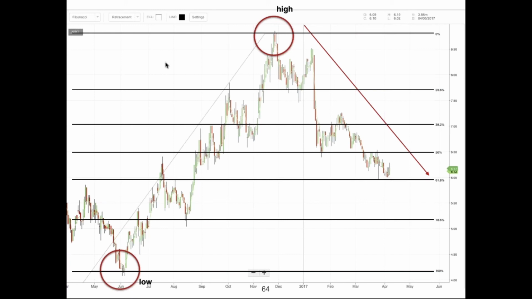On its way down, it made several bounces. Bounce number 1 was at the 23.6% Fibonacci ratio. Bounce number 2 was at the 50% level. Bounce number 3 was at the 61.8% Fibonacci level. Now, this was the golden ratio. If the market is to remain bullish, it has to make a strong bounce from here. If this bounce fails, we are looking at the 78.6% Fibonacci level next.